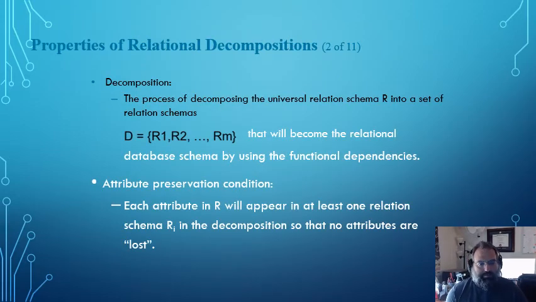Decomposition, the process of decomposing the universal relational schema R into a set of relational schemas, D equals R sub 1 through R sub m, that will become the relational database schema by using the functional dependencies. Attribute preservation condition, each attribute in R will appear in at least one relation schema Ri in the decomposition so that no attributes are lost.